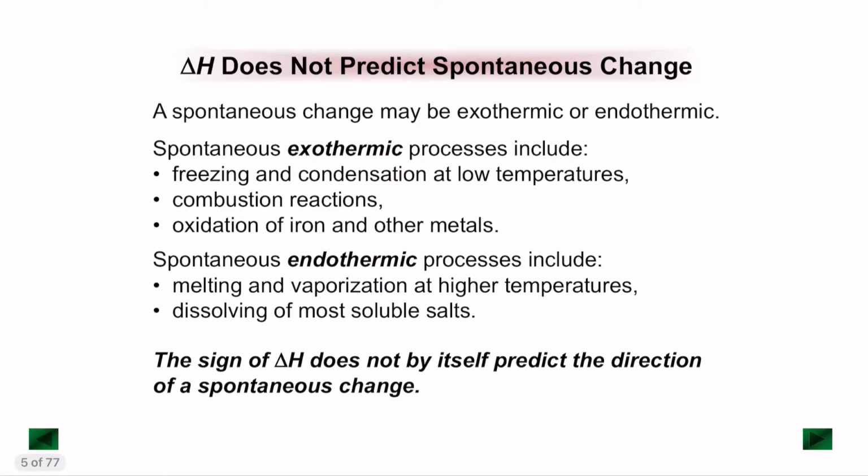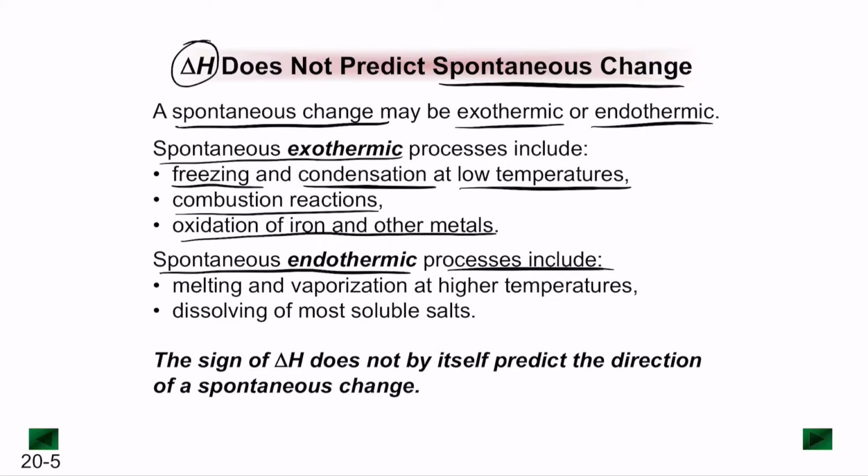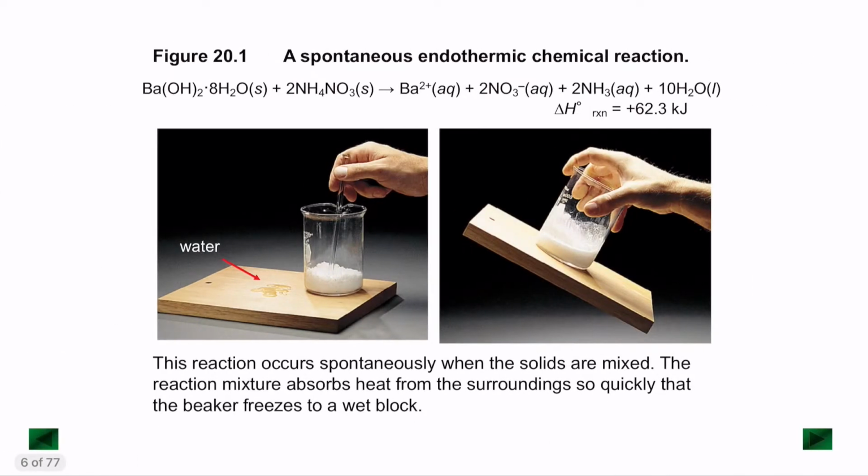Next, what else does not predict it? The next one that cannot predict is the enthalpy change. The spontaneous change can be exothermic or endothermic. For example, spontaneous exothermic processes include freezing, condensation at low temperatures, combustion reactions, and oxidation of iron and other metals. Spontaneous endothermic processes include melting and vaporization at high temperatures, and dissolving of most soluble salts. So the sign of delta H is not a good predictor of spontaneous change. So what is the next thing that can predict it?